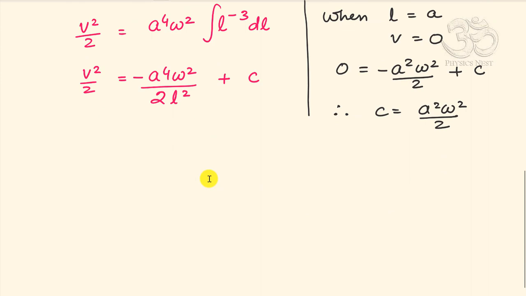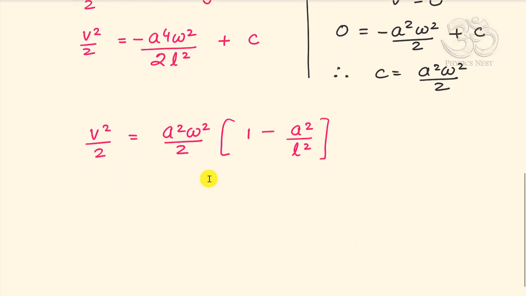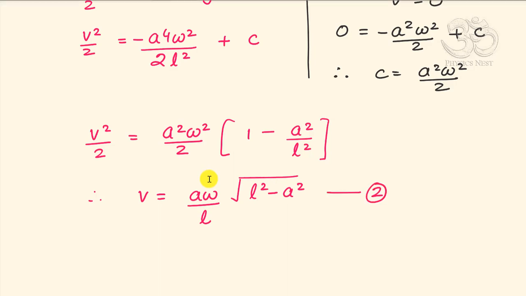This will give us the expression for velocity of the bead as v squared by 2 is equal to a squared omega squared by 2 taken common, and within brackets you are going to have 1 minus a squared by L squared. So this will give you v is equal to a omega by L multiplied by root of L squared minus a squared. Let us keep that equation in our hands, call that equation 2 perhaps.